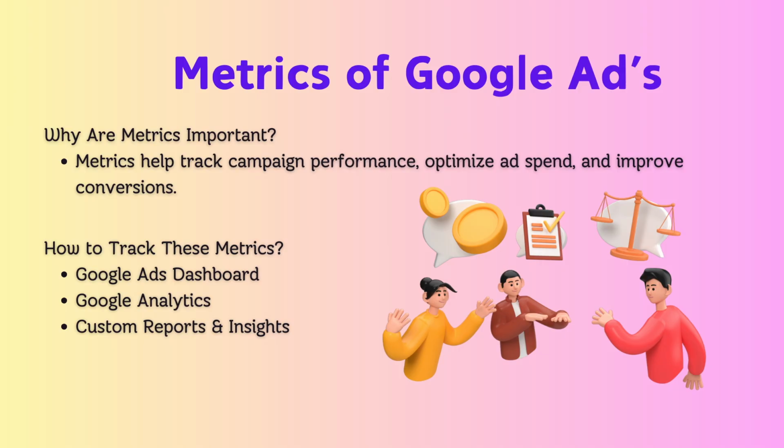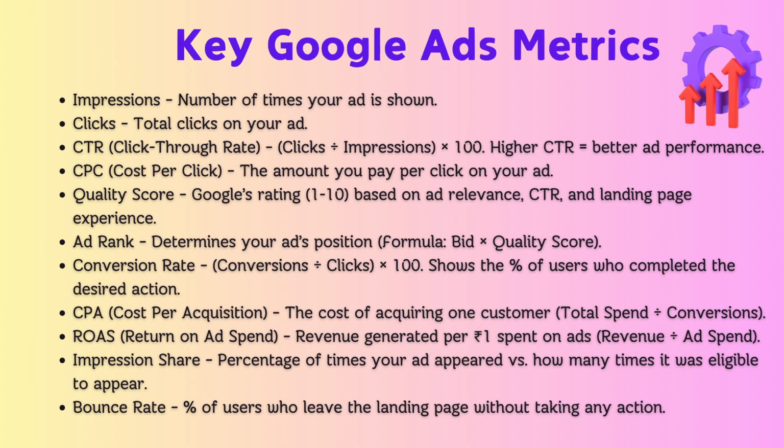And another technique to track metrics is custom reports and insights. So what are the key Google Ads metrics? Most importantly, impressions. The number of times your ad is shown to a customer is called impressions. Clicks. How many times your ad is clicked is called clicks, the total clicks on your ad.